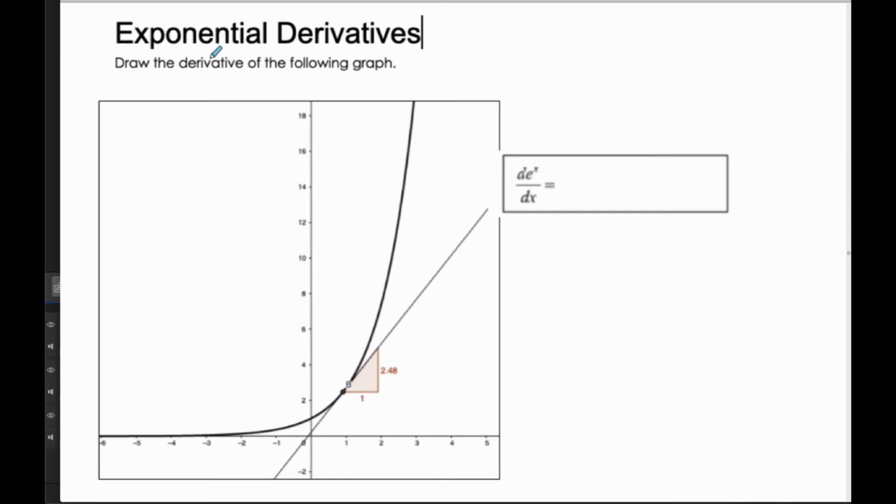Okay, so now we're going to look at exponential derivatives, and I have the graph here of y is equal to e to the power of x, and here's the tangent line, and so 2.48 over 1 is the actual slope of this tangent line at this value b.